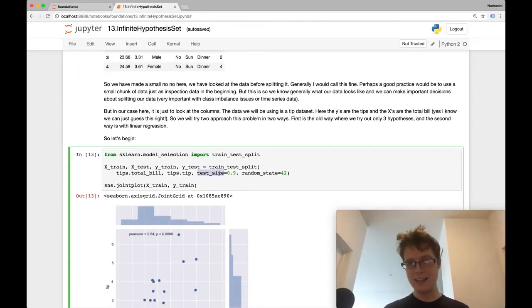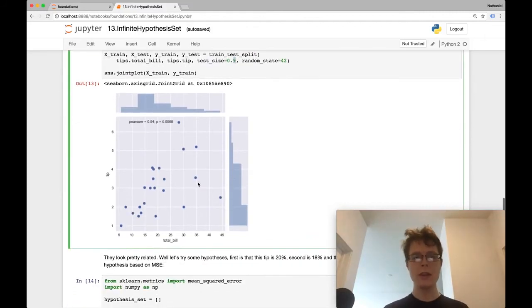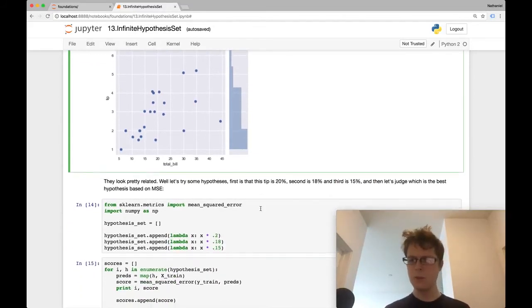Notice the test size I'm using here. I'm using 90% of my data for test, and this is for illustrative purposes. So this is our data. Not too much. We notice that there is some sort of line that goes straight up here. They look pretty related. Well, obviously the total bill would be pretty related to the tip.